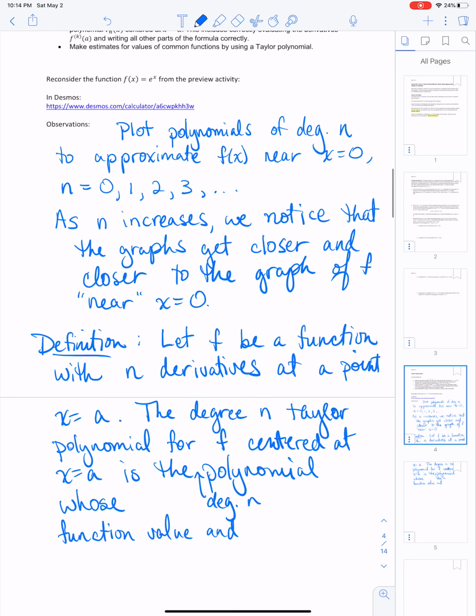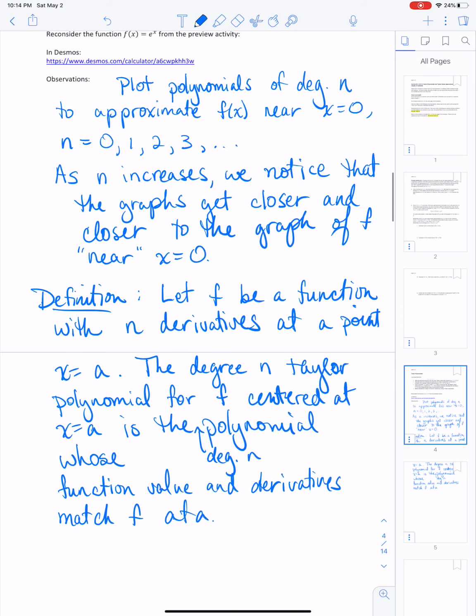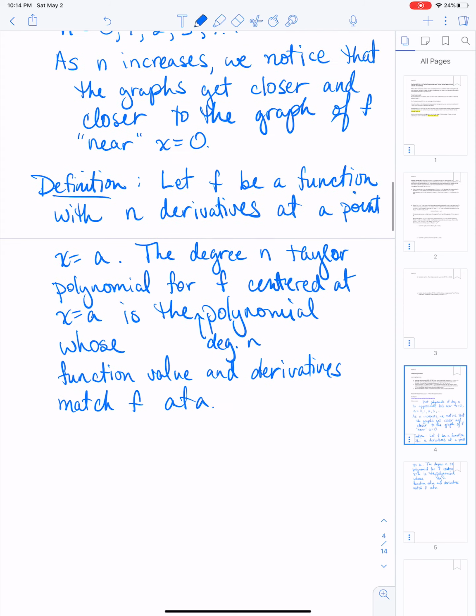And first n derivatives, so okay, so what you computed then is the degree 1 and degree 2 Taylor polynomials for the function e to the x.